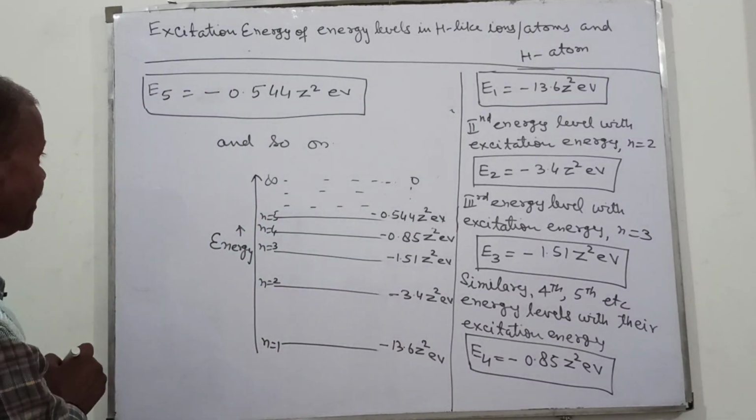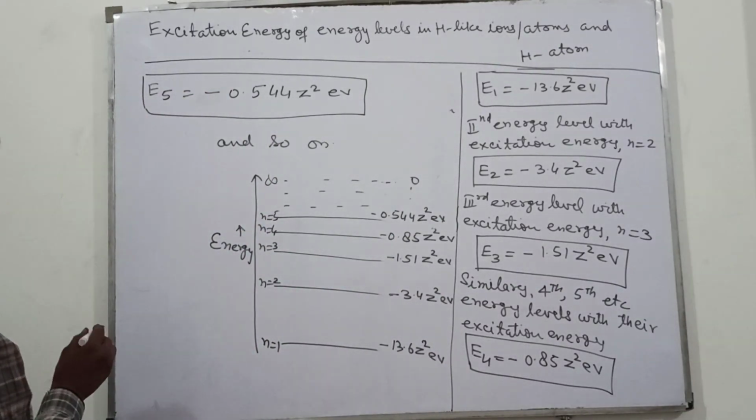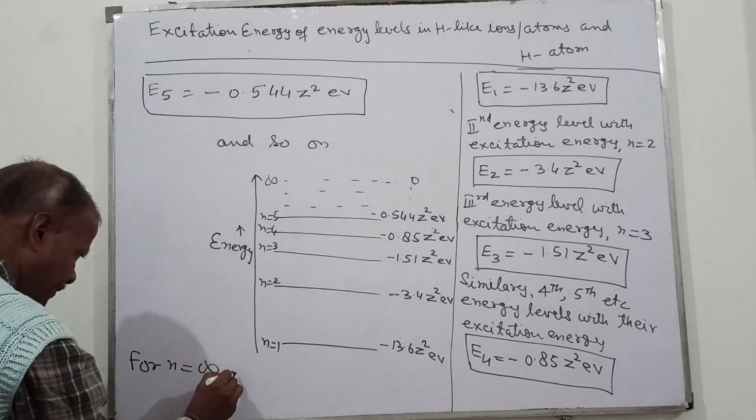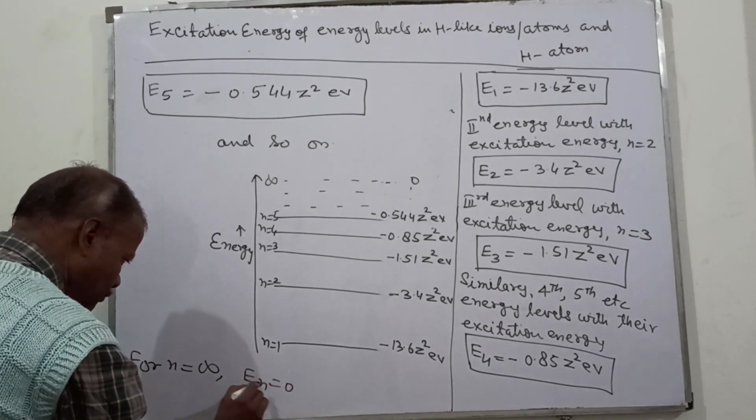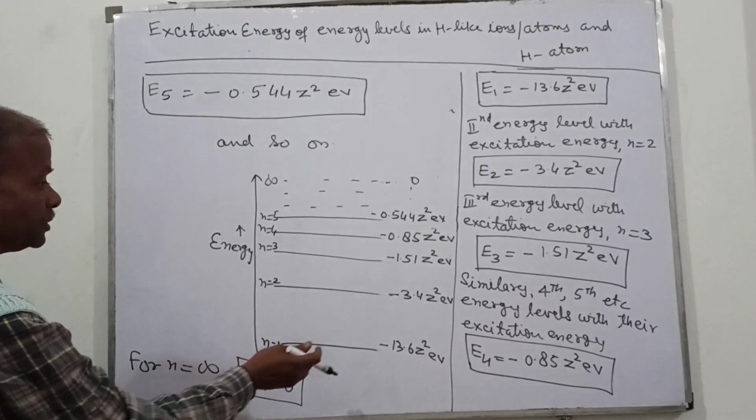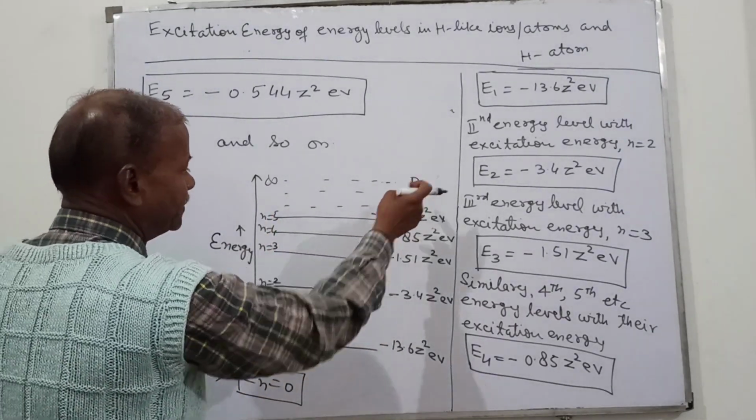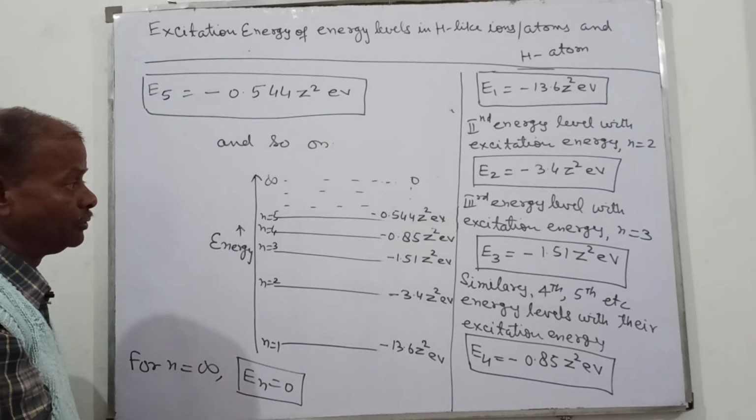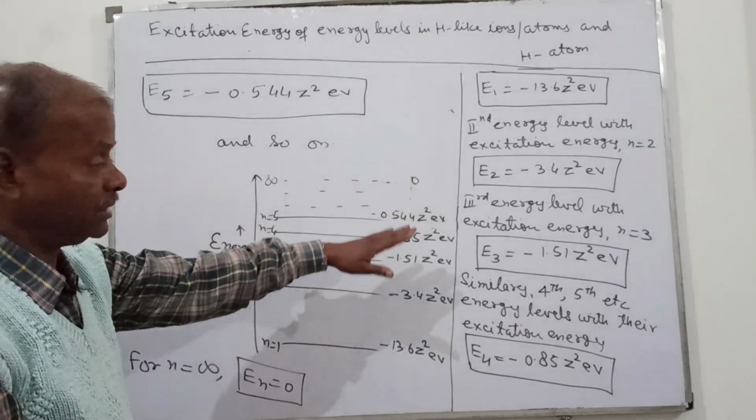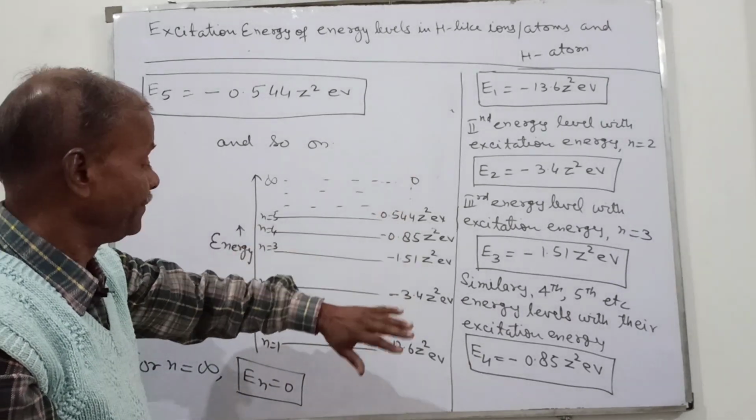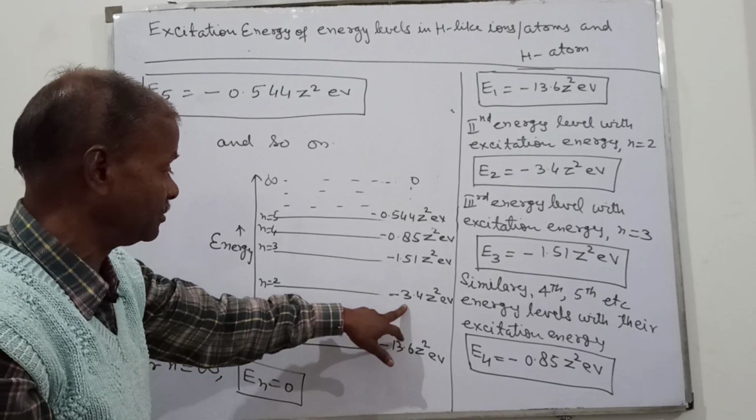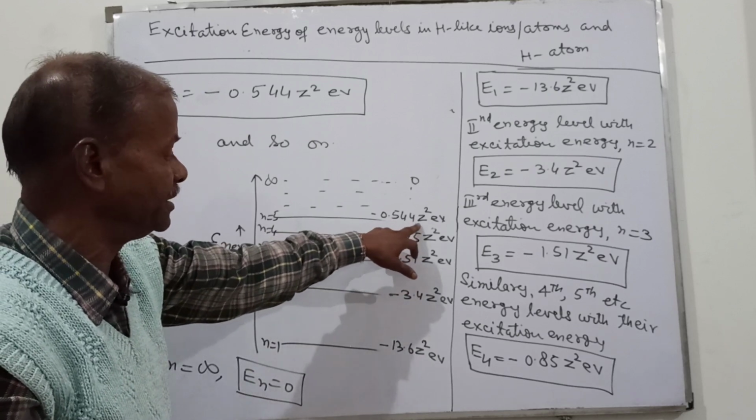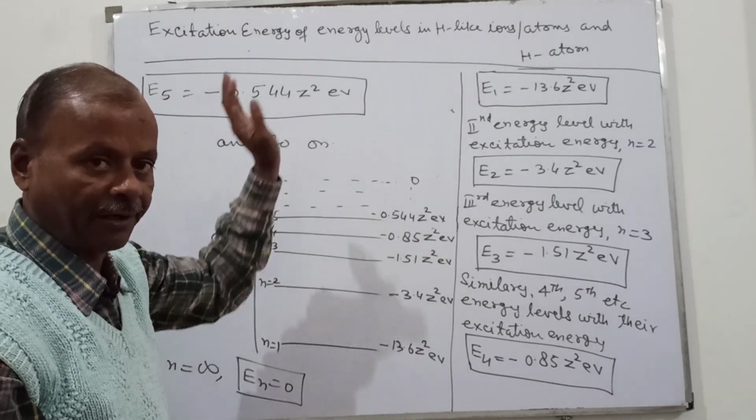So for n equal to infinity, En is equal to 0. So as n increases, the excitation energy decreases. For higher energy levels, the excitation energy decreases rapidly. As you can see, this is 13.6, this is 3.4, this is 1.51, this is 0.85, this is 0.544 Z square. So in this way the energy changes very rapidly.